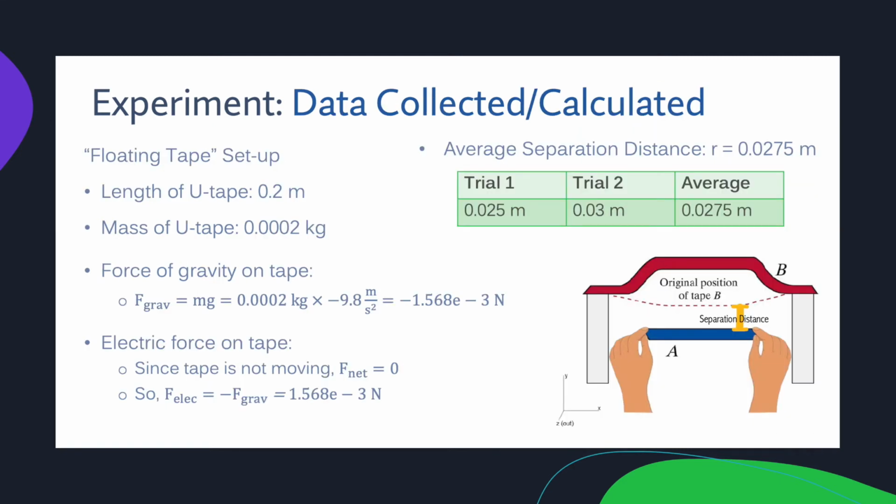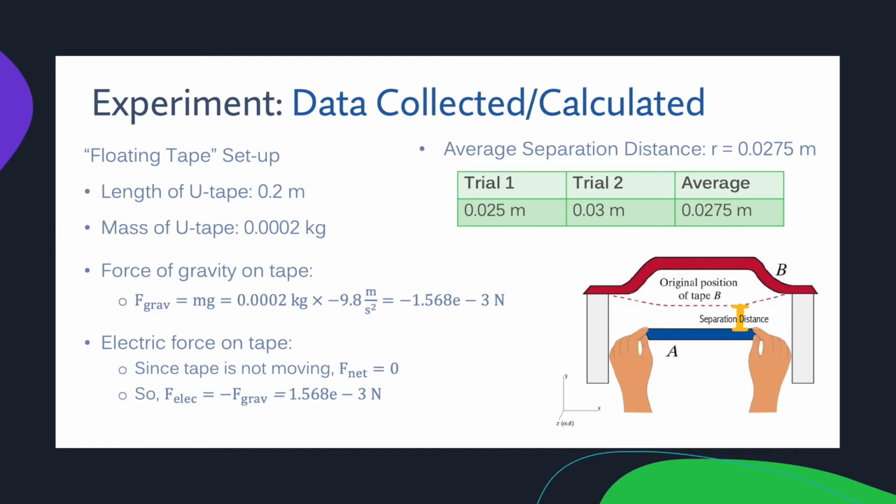Once the charge of the tapes was determined, we suspended one piece of tape, piece B, as shown in the diagram. Next, we held up a second piece of tape, piece A, up to piece B. When A is brought close enough, piece B floats upward in the direction away from like-charged piece A. We then measured the separation distance between the two pieces of tape when the charges were in equilibrium, at the distance right before tape B begins moving upward. Our average measurement over the course of two trials was 0.0275 meters. As for other measurements recorded, the length of the U-tape was 0.2 of a meter, and the mass of the piece of U-tape is approximately 2/10,000ths of a kilogram.